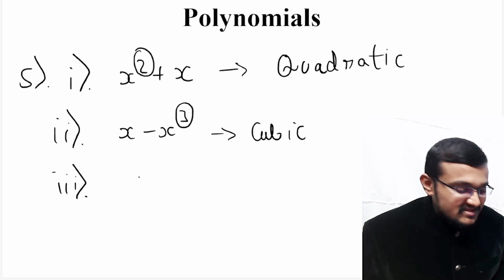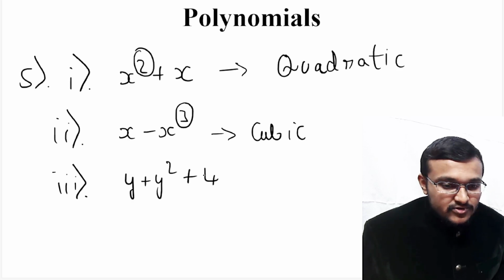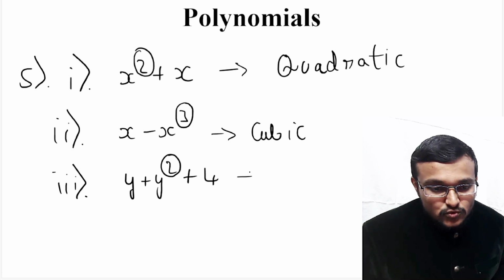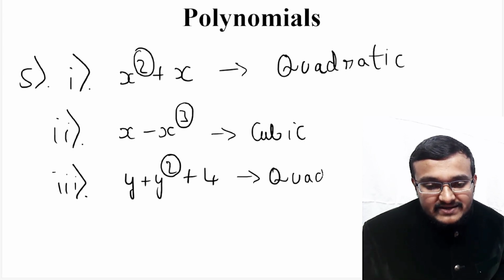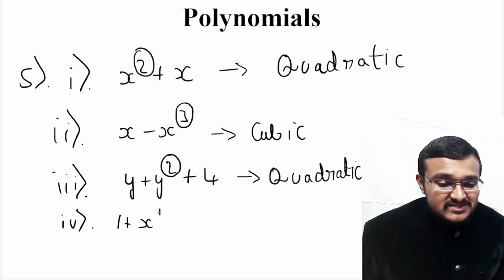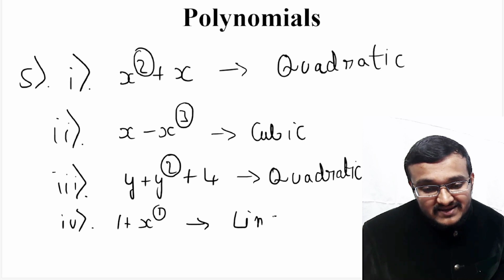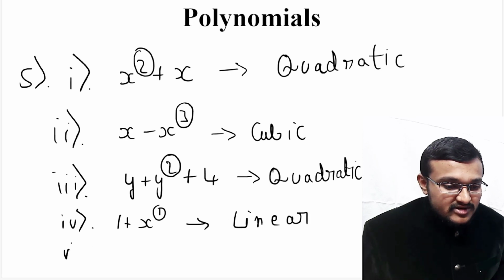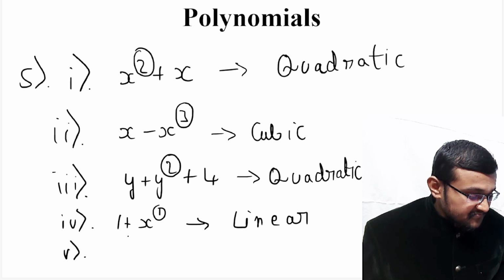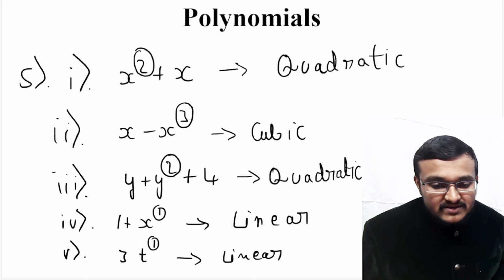Now coming to the third polynomial in this fifth question, here you have y plus y square plus 4. Here you can see the degree of this polynomial is 2. So this is a quadratic polynomial. And now coming to the fourth polynomial, you have 1 plus x, and 1 plus x means it is 1 plus x power 1. So the degree of this polynomial is 1. So this is a linear polynomial. Now coming to the fifth polynomial, here you have 3t. 3t means t power 1 is there. So the degree of this polynomial is 1. So this is also a linear polynomial.